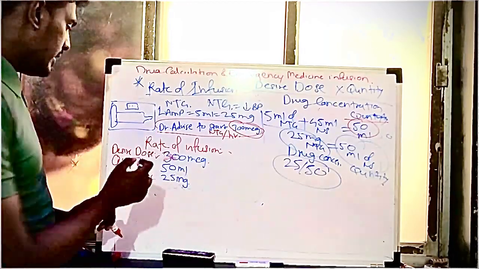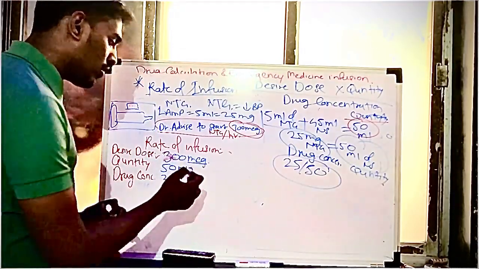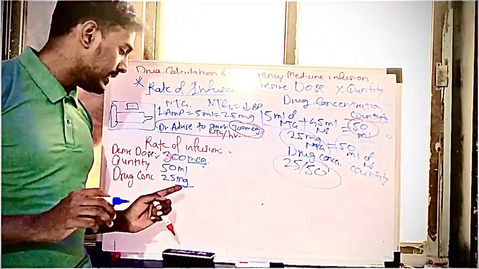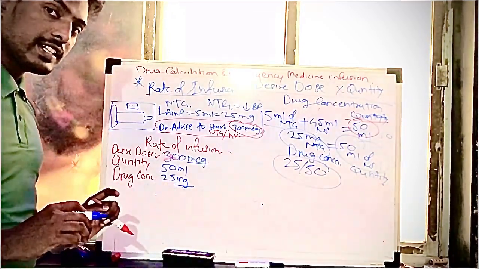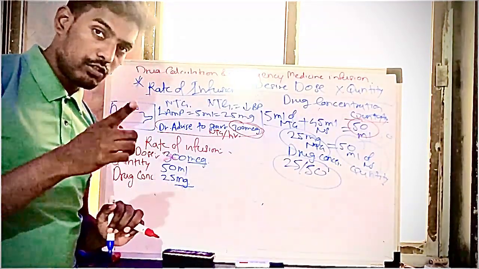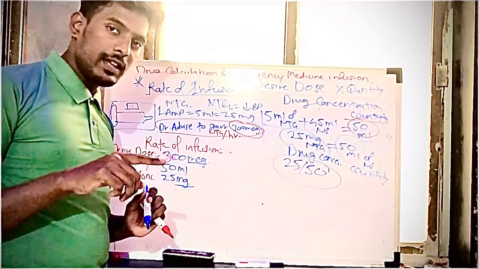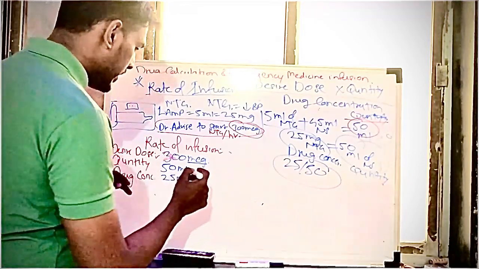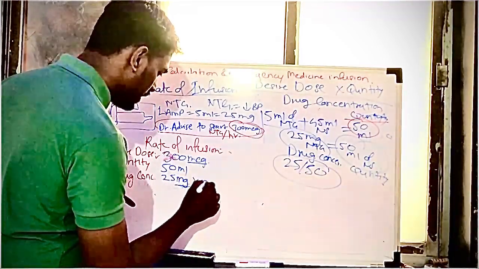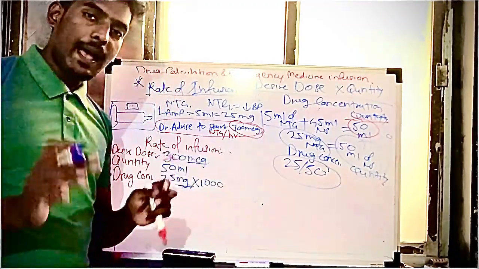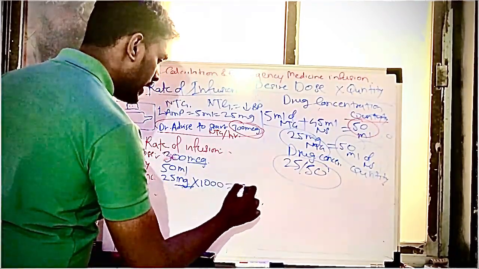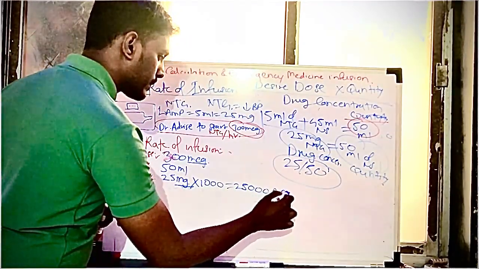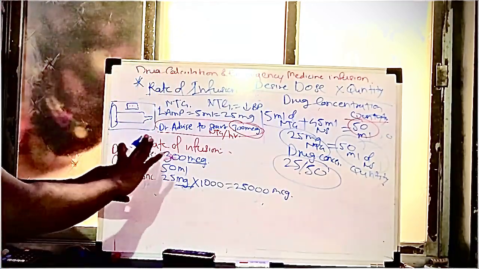Tell me, are the desired dose unit and the drug concentration unit the same? No, the desired dose is in mcg and the drug concentration is in mg. We have to convert mg into mcg. How? 1 mg is equal to how many mcg? 1000 mcg. So we multiply 25 mg by 1000 to make it mcg. How much will it be? 25,000 mcg. Okay, so we got all the parameters.